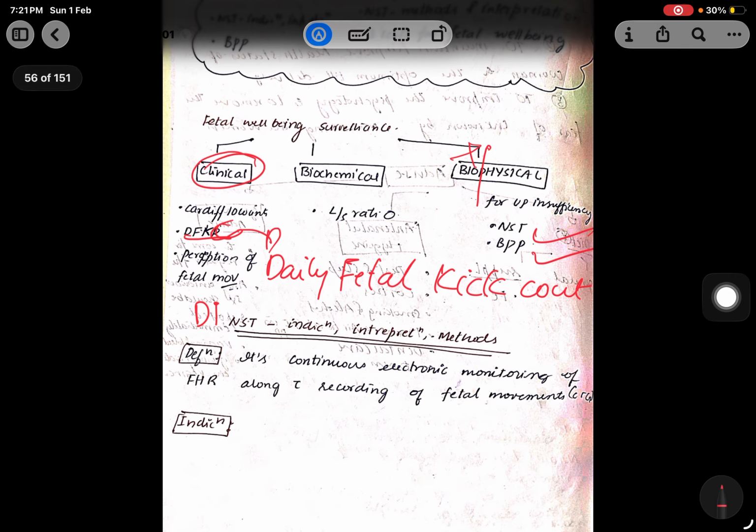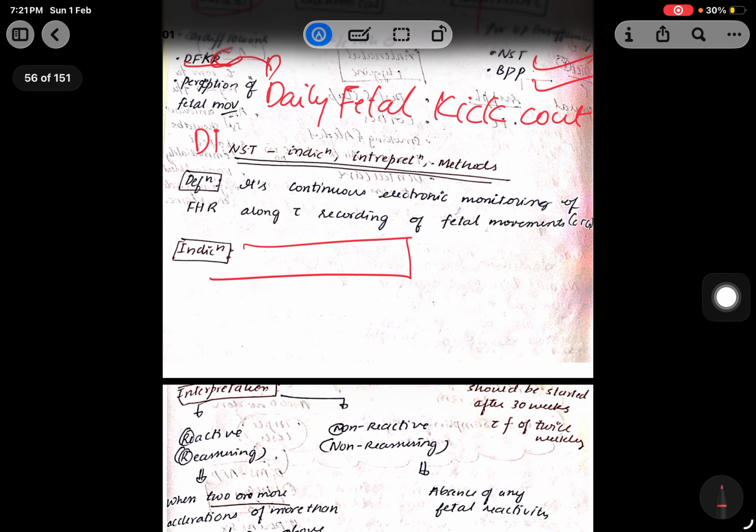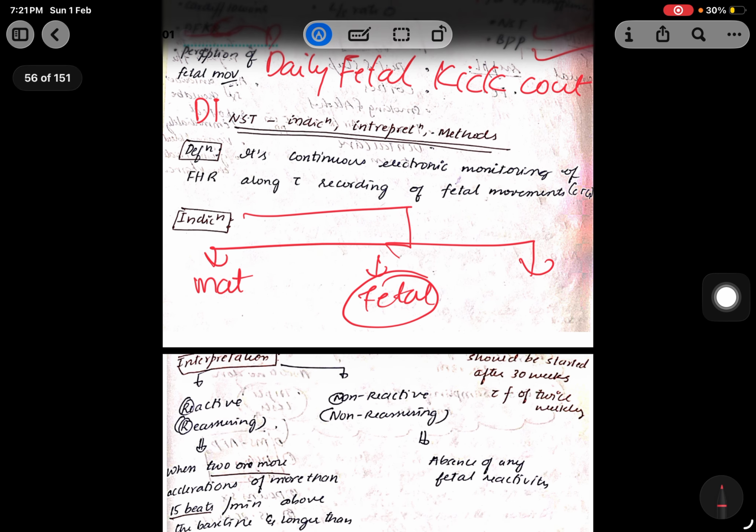And also, what about the NST, where you are going to monitor the fetal heart rate? You are doing fetal surveillance. So how do you write the indications? While writing indications, you have to think in terms of maternal indications, fetal indications. Though you are monitoring the fetus, some maternal causes might warrant you to check an NST. Okay, and also placental causes.